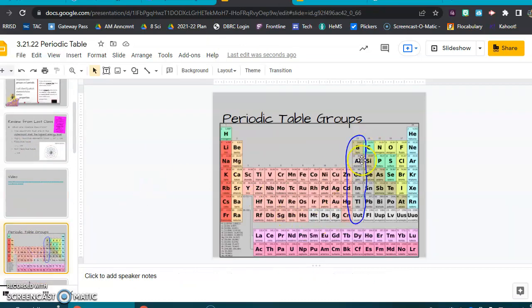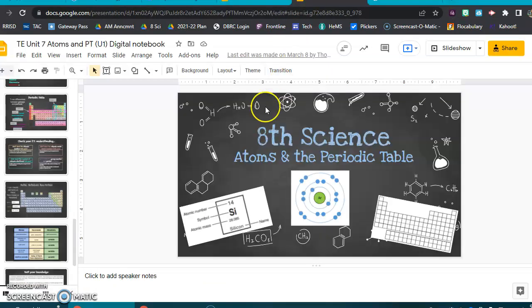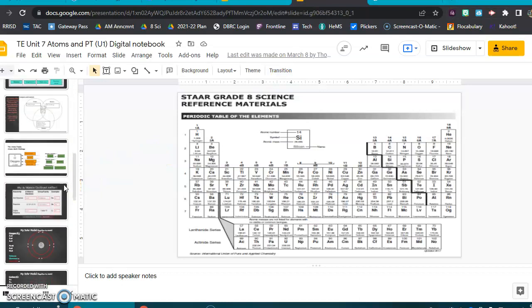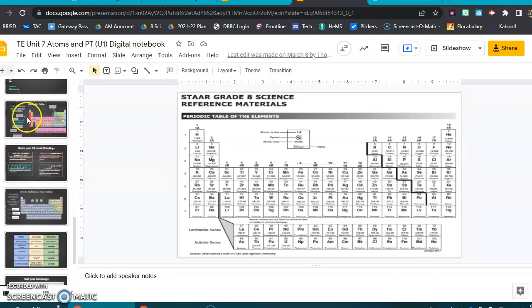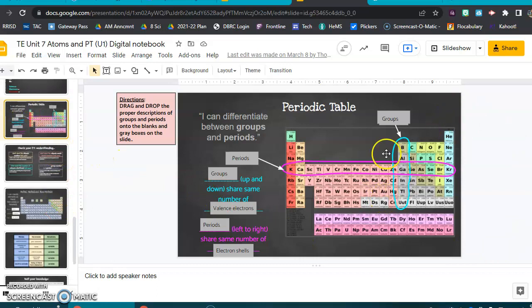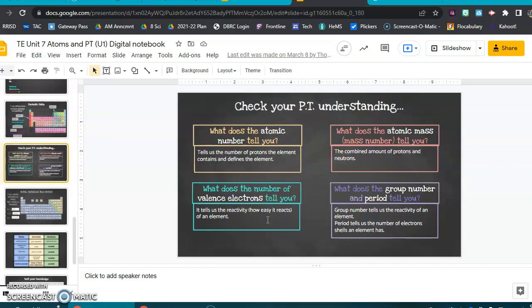Periodic groups are grouped here in groups. That's the up down. So I'm going to come over here and I'm going to go to slide 14. I'm going to show you my slide 14. So the groups are up and down, and this is where you're going to drag and drop things so you can follow along here. Periods are left, right. Remember, groups share the same number of valence electrons. So that, remember we said 1, 2, 3, 4, 5, 6, 7, and the last one is 8. And periods, the number on the side of your chart tells us the number of electron shells.